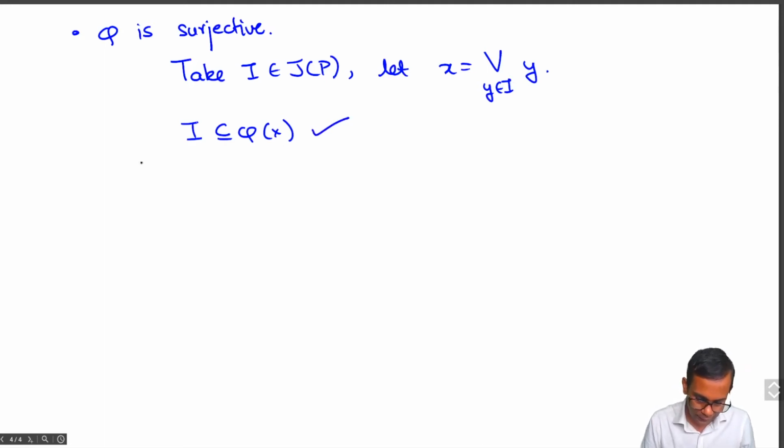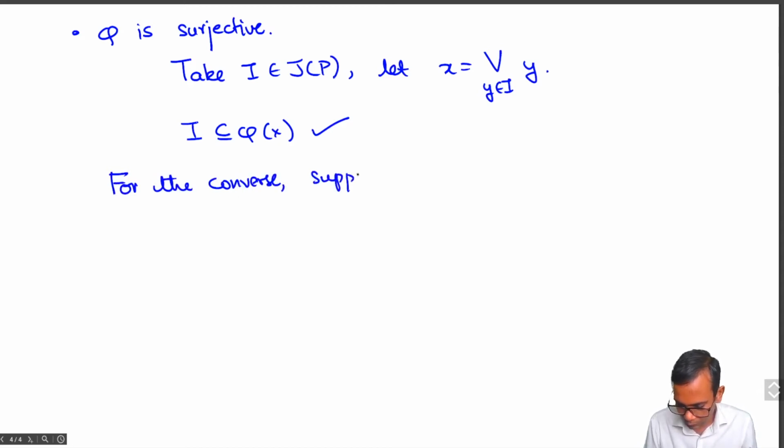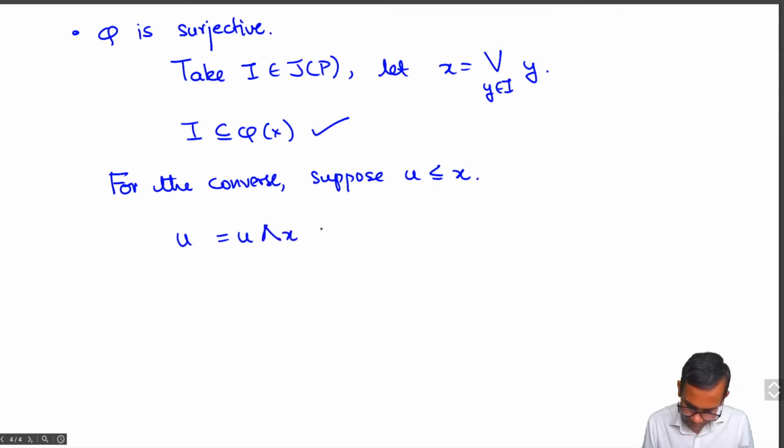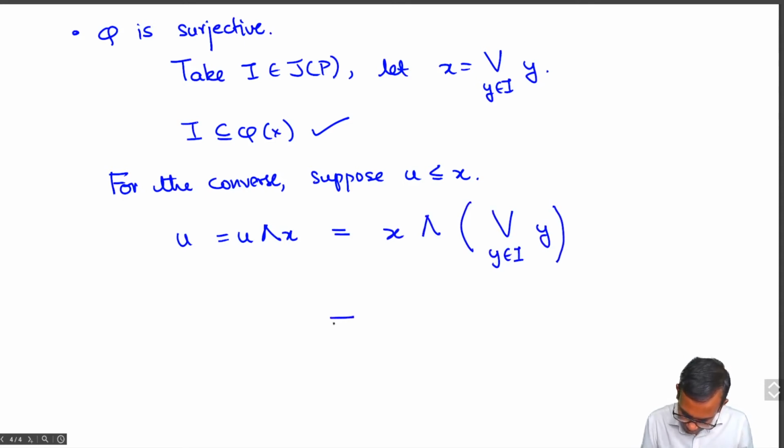Okay, so that's easy. So for the converse, let's start with any element u in phi x. So u is less than or equal to x. Then I can write u as u meet x. This is in fact equivalent to saying that u is less than or equal to x. Now, what was x? x is this join, so I can write this as u meet the join of y in I, y. And now I can use distributivity to write this as the join of y in I, u meet y.